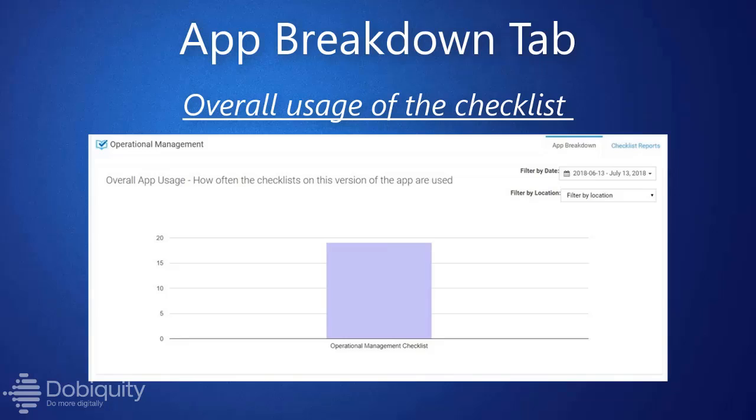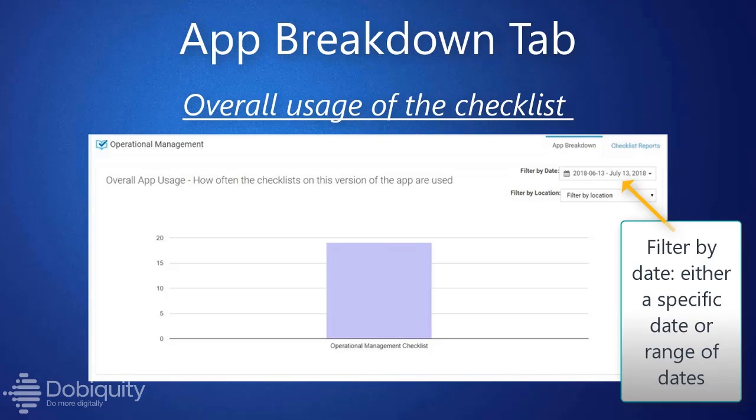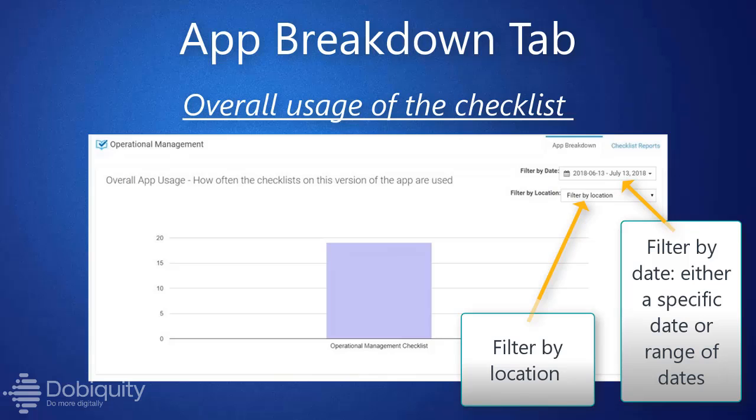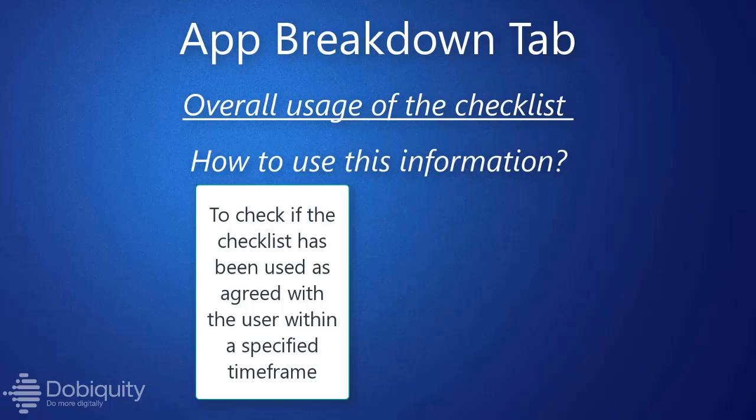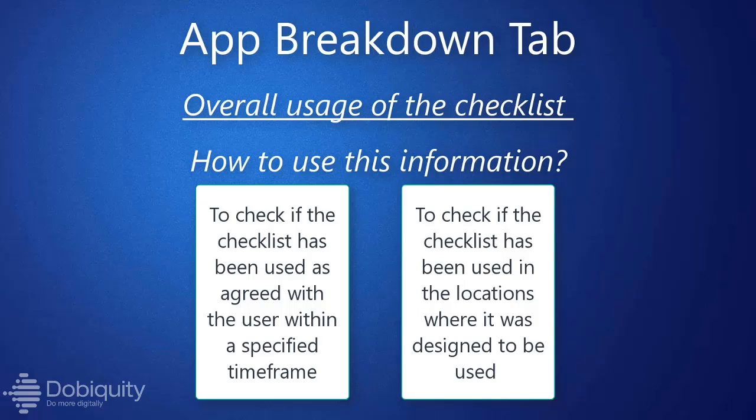Here you can see the number of times this version of the app has been used. It's possible to filter this by date or date range and by location. How can you use this information? Well, you can check if the checklist has been used as agreed by the user within a specified time frame, and you can check if the checklist has been used in the location for which it was designed.